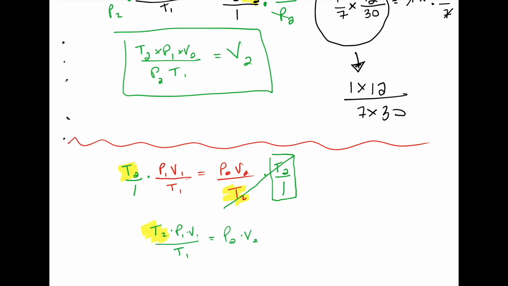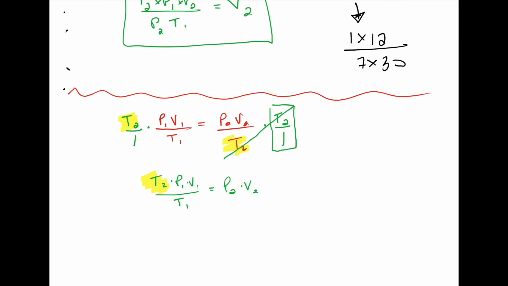And we're trying to get T2, right? So get rid of your fraction. You have to get rid of the fraction first before you can move the other ones. Before you move those, you got to get rid of that. So times T1 over 1, times T1 over 1. Cancels. T2 P1 V1 equals P2 times V2 times T1.